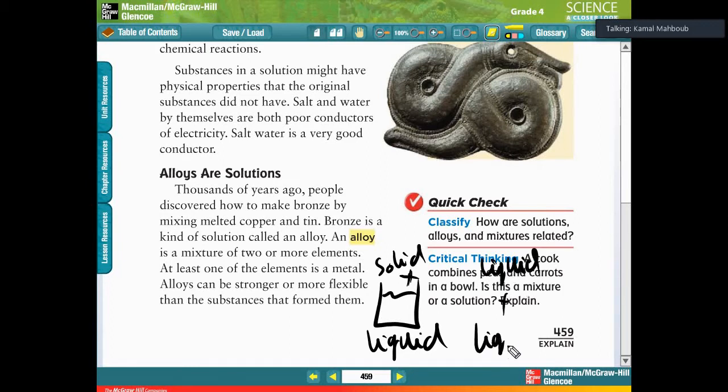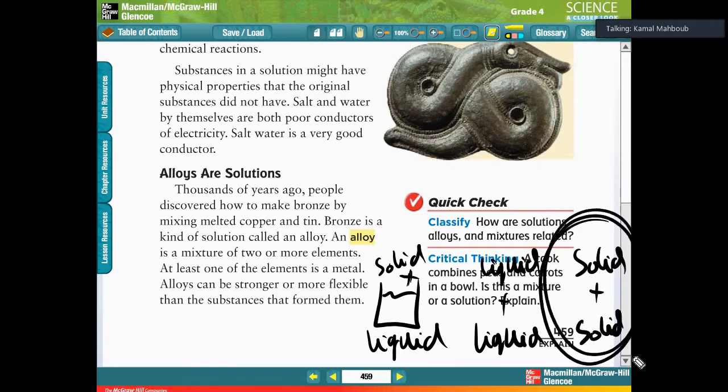This is another kind of solution. We have the third kind of solution, that is solid with solid. This kind of solution is called alloy. This alloy solution is made up of metal with another substance.